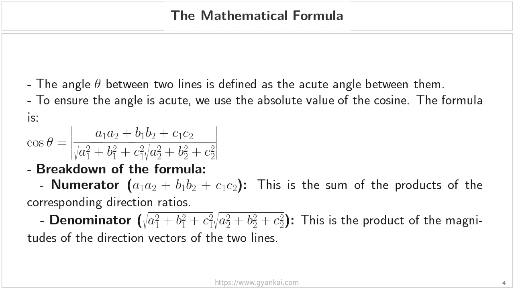To make this less intimidating, let's break the formula down into two parts. Looking at the numerator, we have the sum of the products of the corresponding direction ratios. You are simply multiplying the x components together, the y components together, and the z components together, then adding those three results. As for the denominator, we are looking at the product of the magnitudes of the two direction vectors. Essentially, you calculate the length of the first direction vector and multiply it by the length of the second direction vector. In the next slide, I will walk you through a clear, step-by-step process so you can apply this formula systematically to any problem.